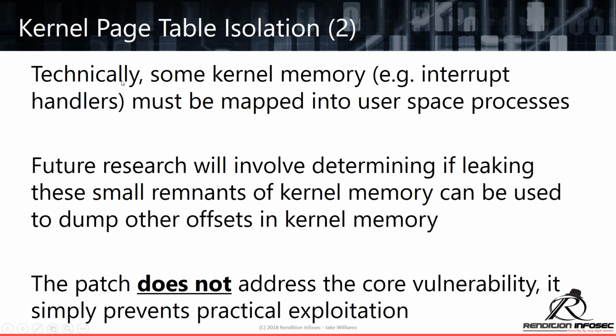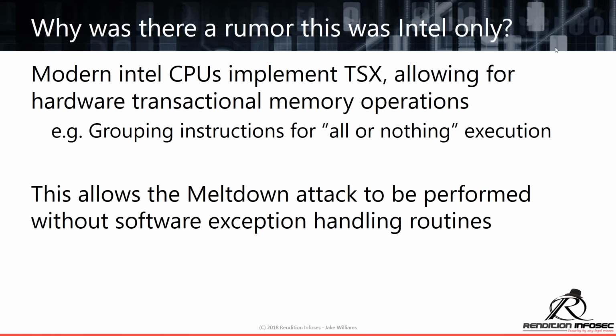Okay, so there's a rumor this is Intel only. I think we're pretty well clear past this. We know that it's more than just Intel. Modern Intel CPUs implement something called TSX. This is basically like a database transaction, and it does it at a hardware level. So this TSX instruction set allows you to group instructions together for all or nothing. And it turns out that this allows you to do Meltdown, we'll call it Meltdown on steroids. Meltdown much faster than we would without TSX. So it turns out that this is phenomenally faster.